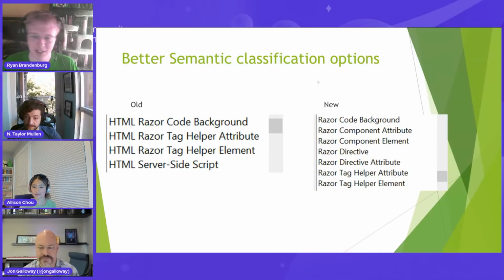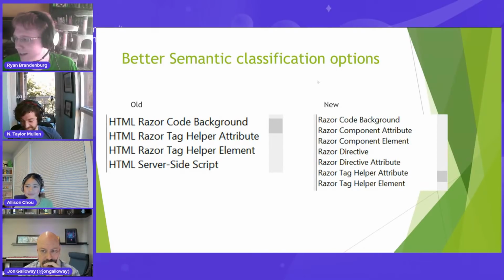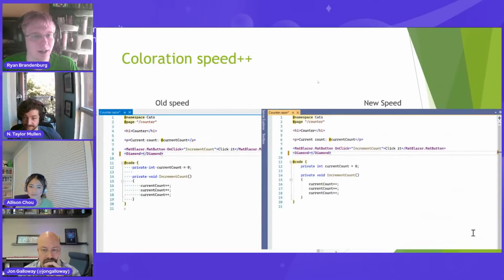We've split the component attributes off from the tag helper attributes. We've split directives off from either. Yeah, so hopefully that is easier for everyone to understand and customize. We also, just to call back a little bit to what we saw before.